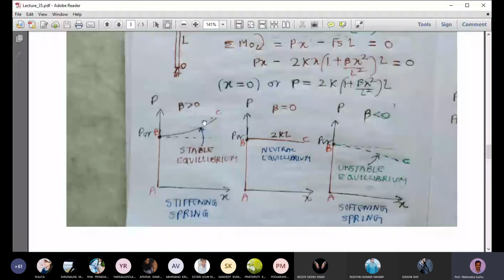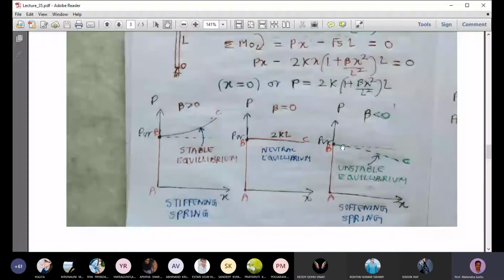So what will happen there is we can plot the P value as a function of x. So at x is 0, it is 2kL, and as x increases, it will go in a parabolic fashion. Because x square is coming, the P value will increase in a parabolic way. And this is for the stiffening spring when beta is greater than 0. And the other case is when beta is less than 0, it will be 1 minus beta x square by L square, so 1 minus a negative value. So the P value we can plot, and that is decreasing with x.